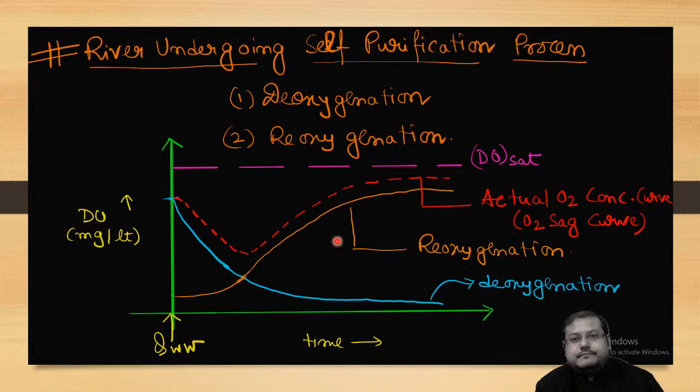And the actual oxygen concentration curve, or oxygen sag curve, is actually the point you are getting from this reoxygenation and deoxygenation.